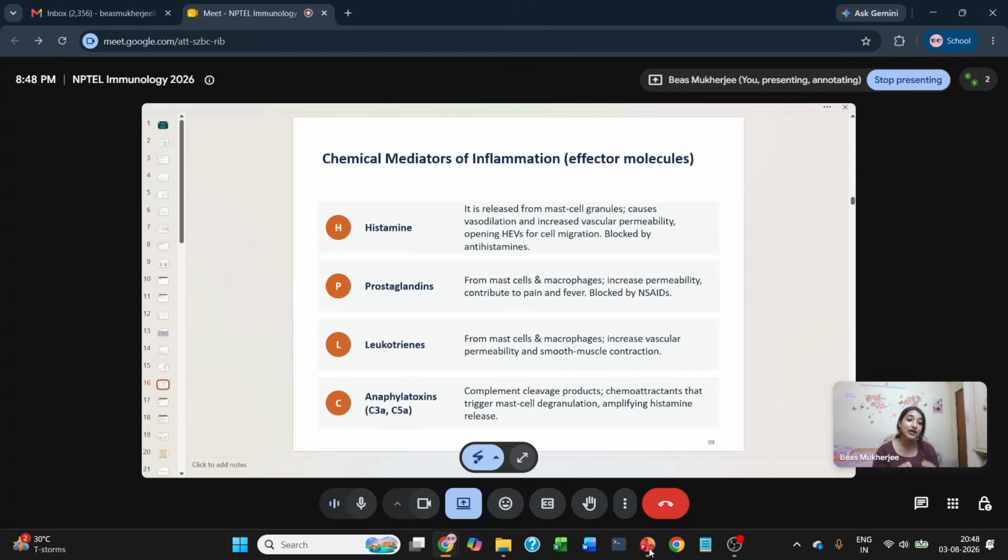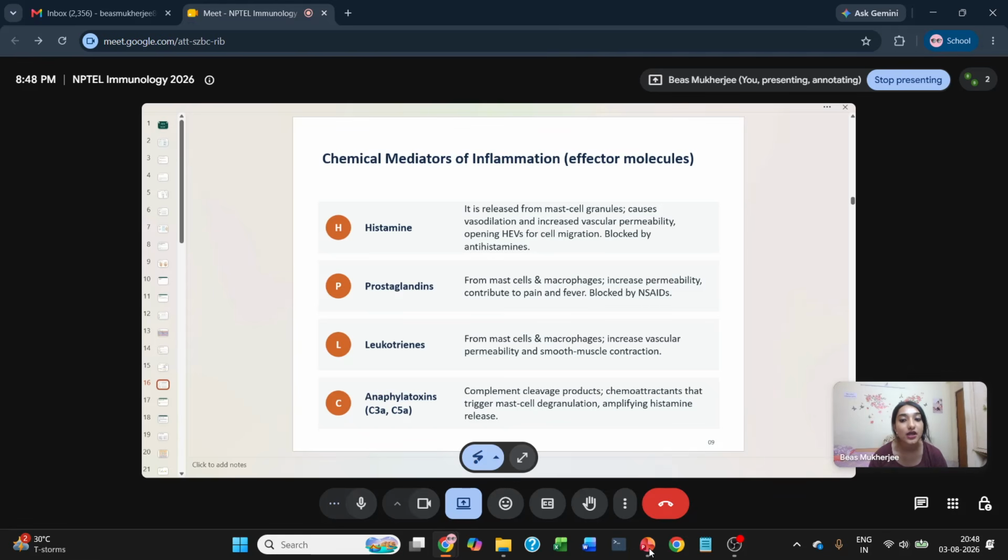Now we have chemical mediators of inflammation or effector molecules. For example, histamine. Now histamine is there in the granules of the mast cells, and when these are released, it causes vasodilation, increased vascular permeability, opening HEVs for cell migration, and this is blocked by antihistamine drugs, right?